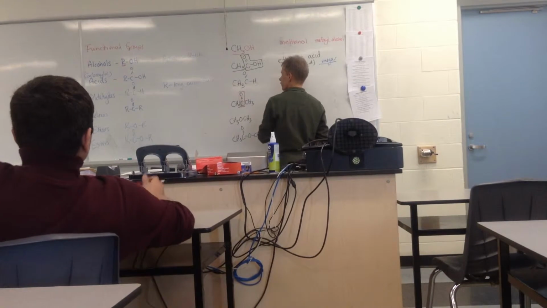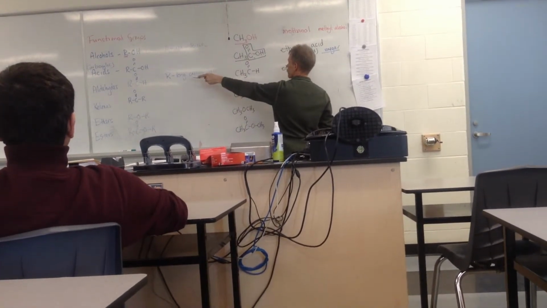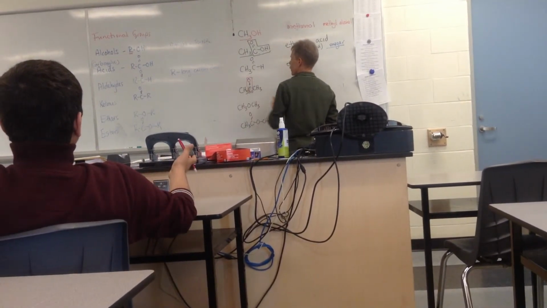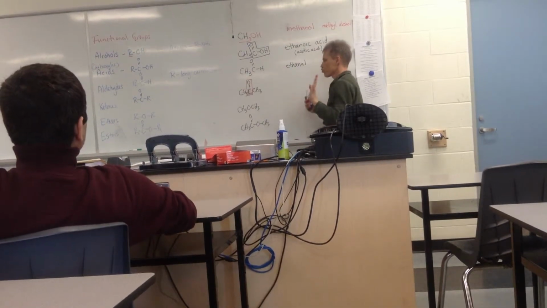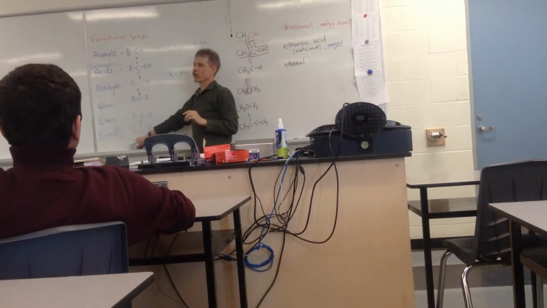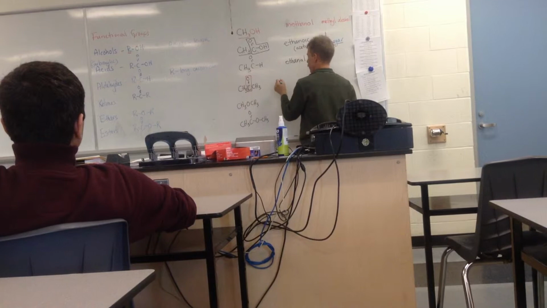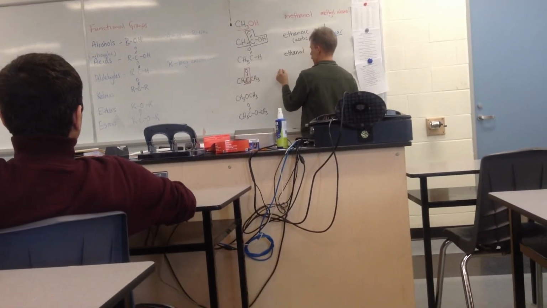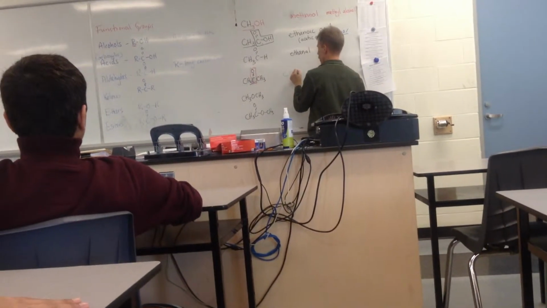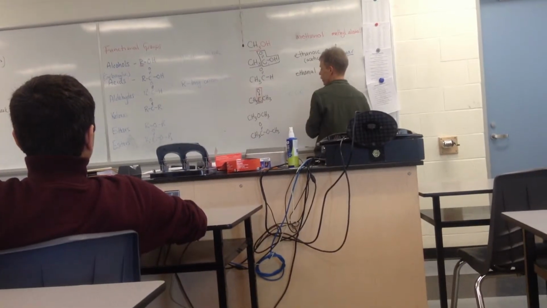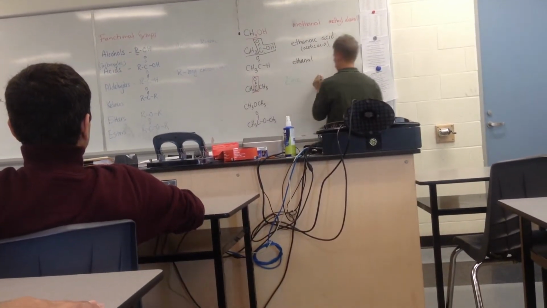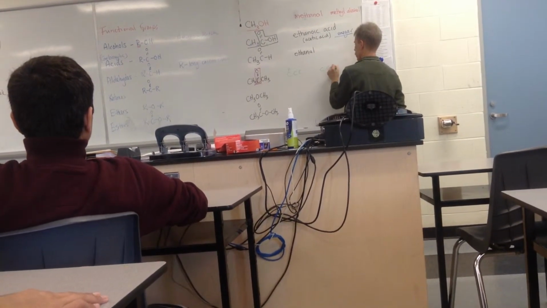Acid? Water? Aldehyde? It has a C and an H in it. So if it goes C-H, and I put 3 carbons like that and put it at the end here, that's an aldehyde. That's a ketone.